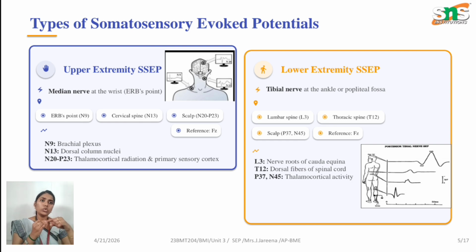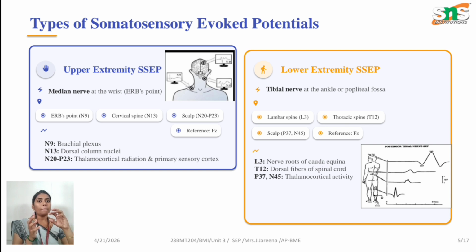There are two types of somatosensory evoked potential. One is upper extremity and the second one is lower extremity. For upper extremity, for example, above the hip is considered upper, and below the hip is lower extremity. Here I have taken an example in upper extremity, that is the median nerve. For lower extremity I have taken the tibial nerve.